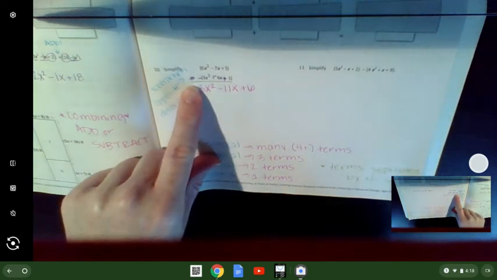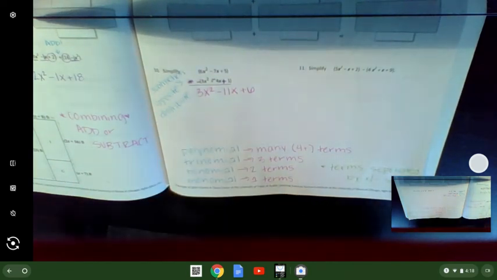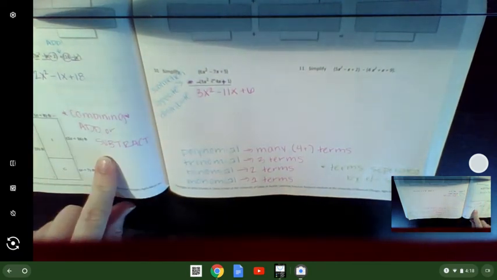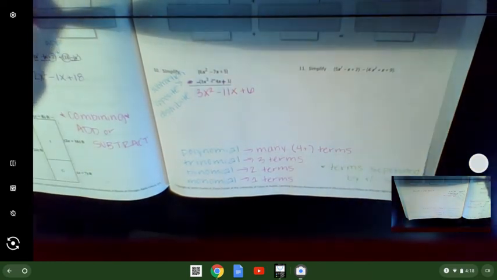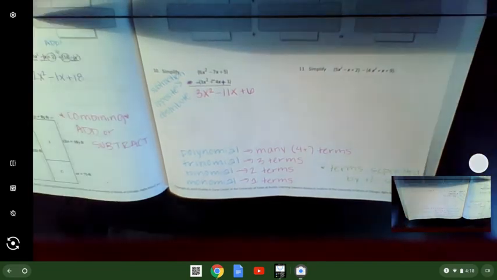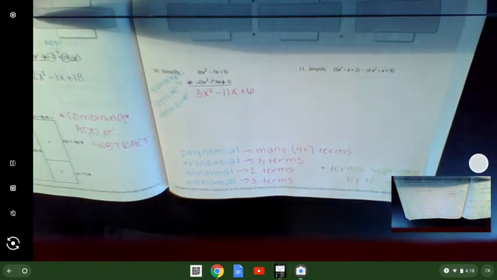Technically, you just subtracted because of the minus sign that was there. But again, all adding and subtracting is called combining like terms. So we just successfully combined like terms. Moving on to number 11.